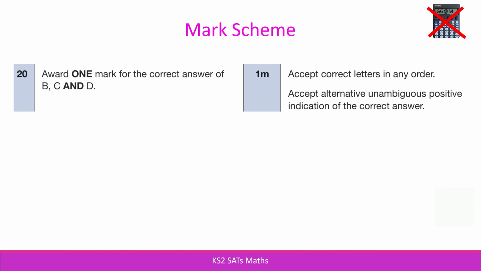The mark scheme shows the answers are B, C and D for 1M, which means 1 method mark. You can write down the letters in any order. It doesn't have to be in alphabetical order.